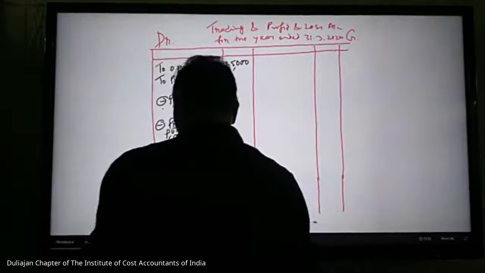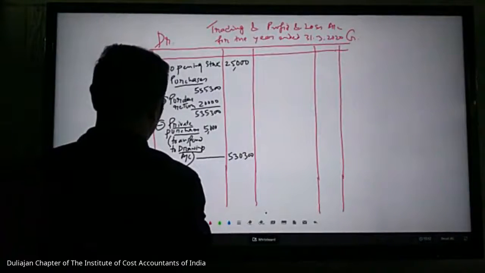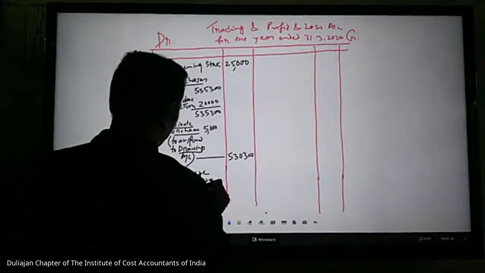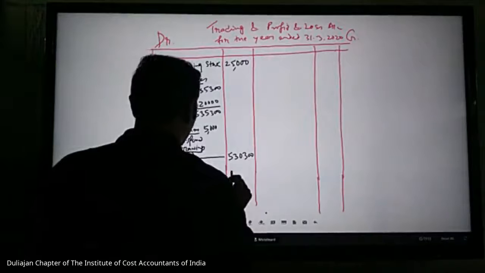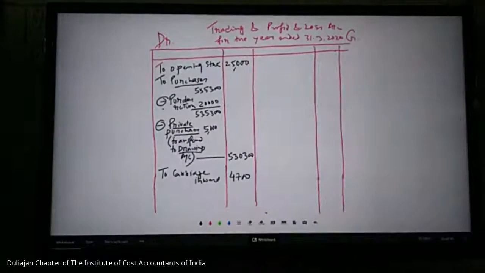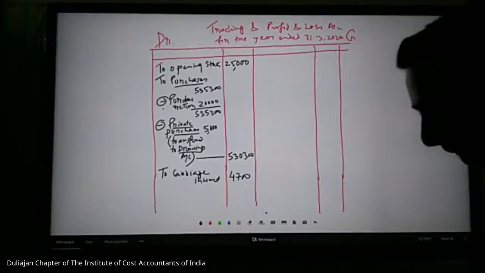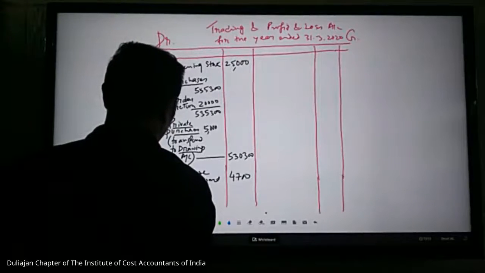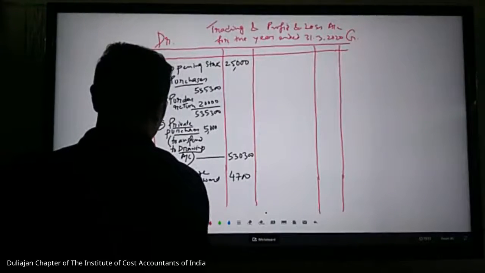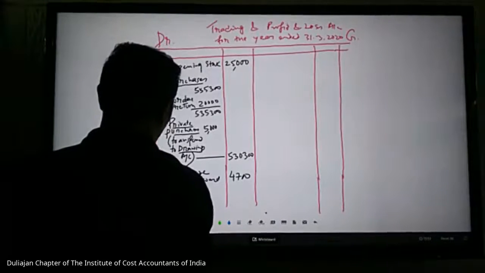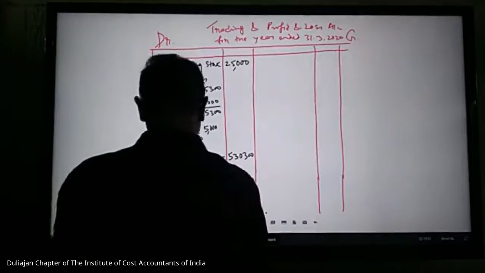Then to carriage inward 4,700. To wages 52,000.